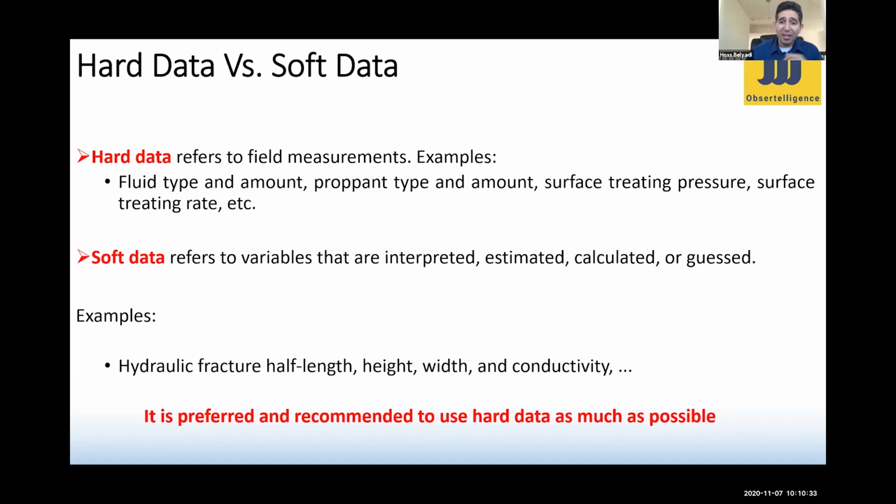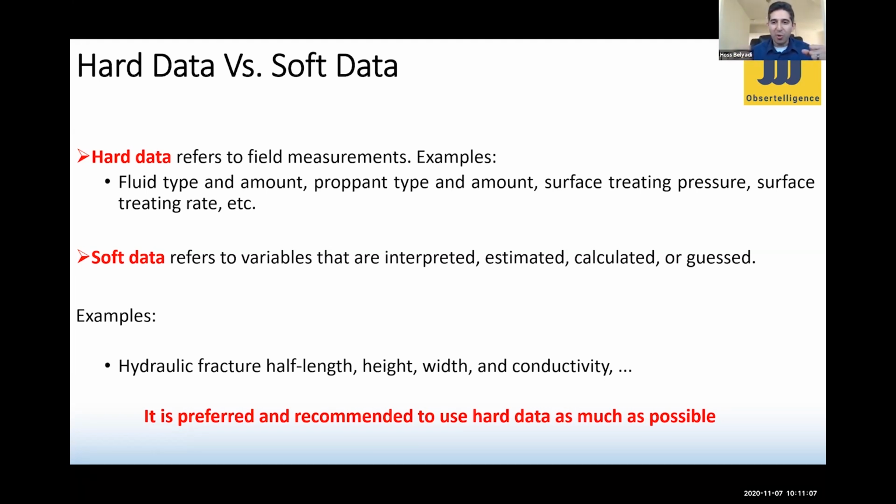And then the other kind is called soft data, which are interpreted. You calculate them. For example, if you want to calculate your fracture half length, there are a lot of assumptions that you're making to calculate it. Those are considered soft data, okay? Now, there are different techniques. You can use both hard and soft data, but the recommendation is to use as much hard data as possible, because hard data are not interpreted and not calculated. So the more true data that you use, the better off your model is going to be.